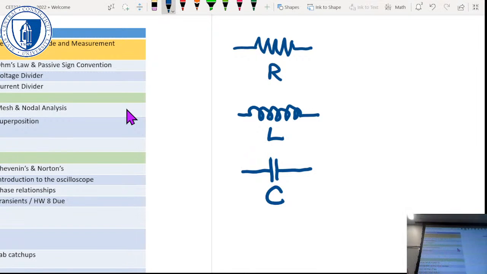The difference between analysing resistive-only circuits and analysing circuits with all three of these in it is that with resistive circuits, we just use real numbers all the time. E equals IR. When we move to the other two, then we need to use complex numbers.